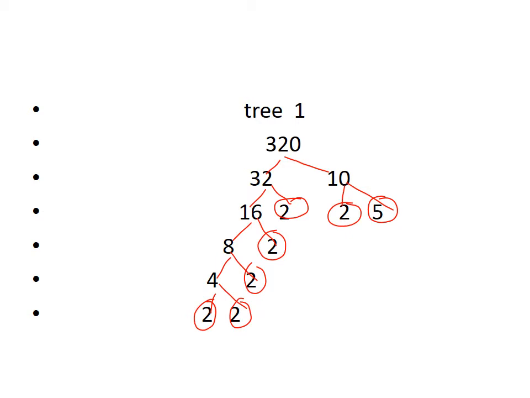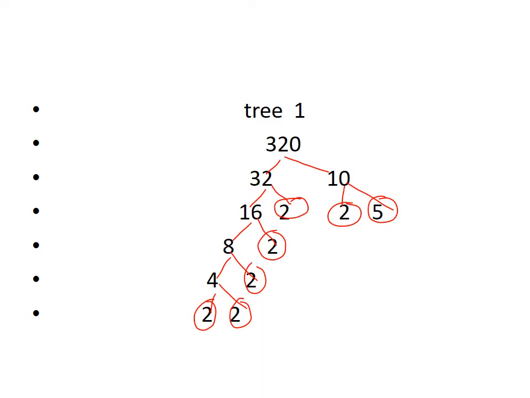2 is a prime number. Now 16 is not a prime number. Again we can divide 16 into two parts. 8 2s are 16. 2 is a prime number. 8 is a composite number. Again we divide 8 into two parts. 4 2s are 8. 2 is a prime number and 4 is not a prime number. Again we will divide 4 into two parts, that is 2 2s are 4.